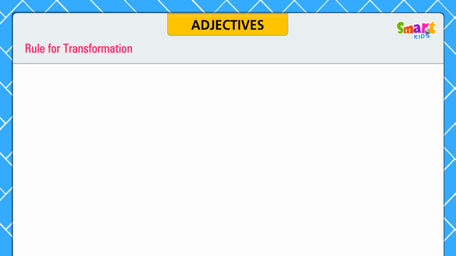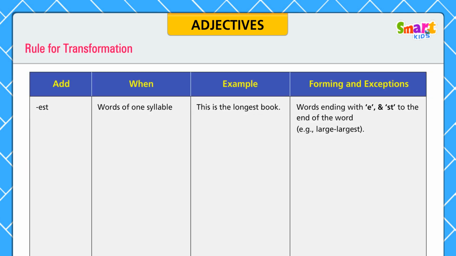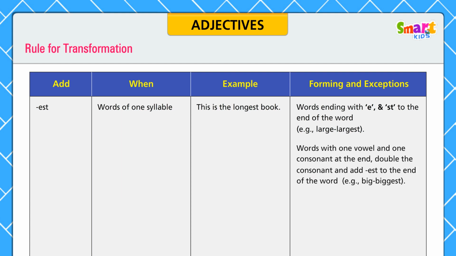Rule for transformation. est. Words of one syllable. This is the longest book. Words ending with e add st to the end of the word. For example, large, largest. Words with one vowel and one consonant at the end double the consonant and add est to the end of the word.